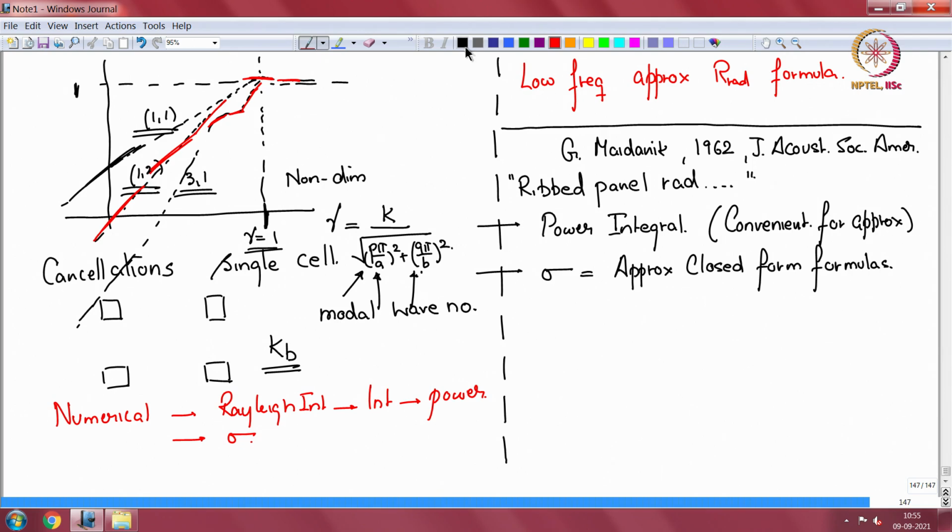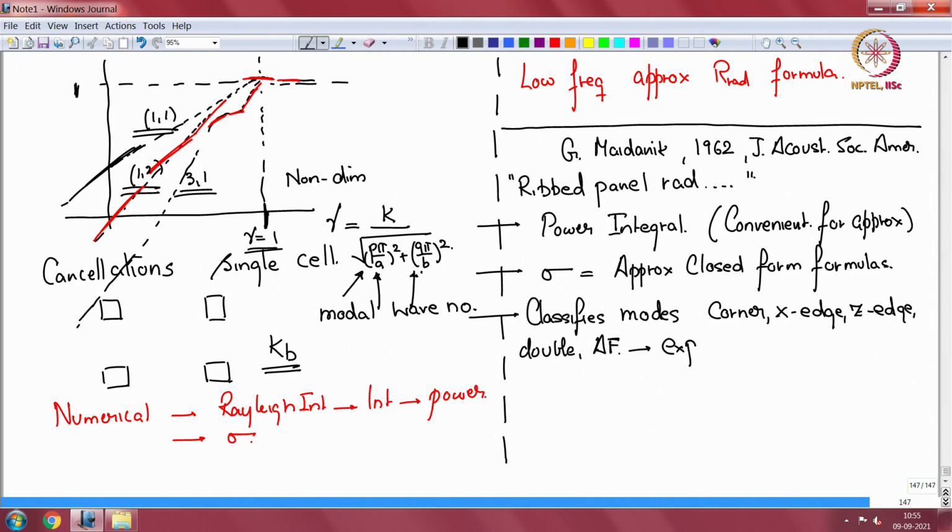Okay, and more importantly, he classifies modes as corner radiators, as edge radiators, either X edge radiator or Z edge radiator, or double edge radiator, or acoustically fast. He classifies the modes in this manner and explains the cancellation.